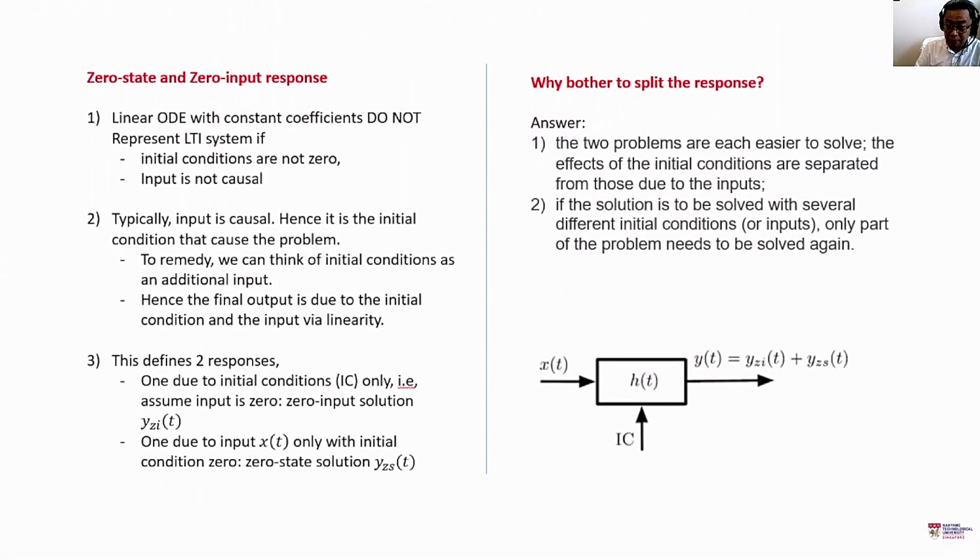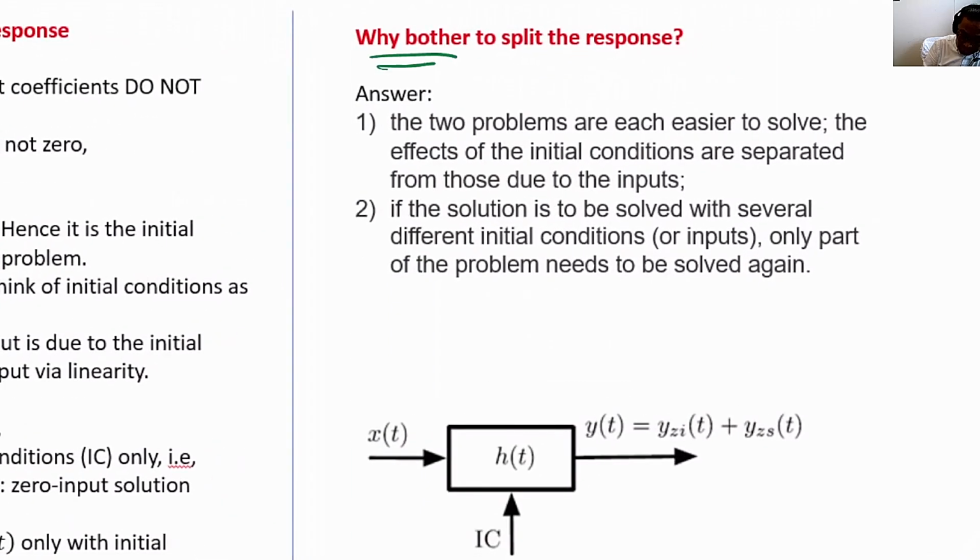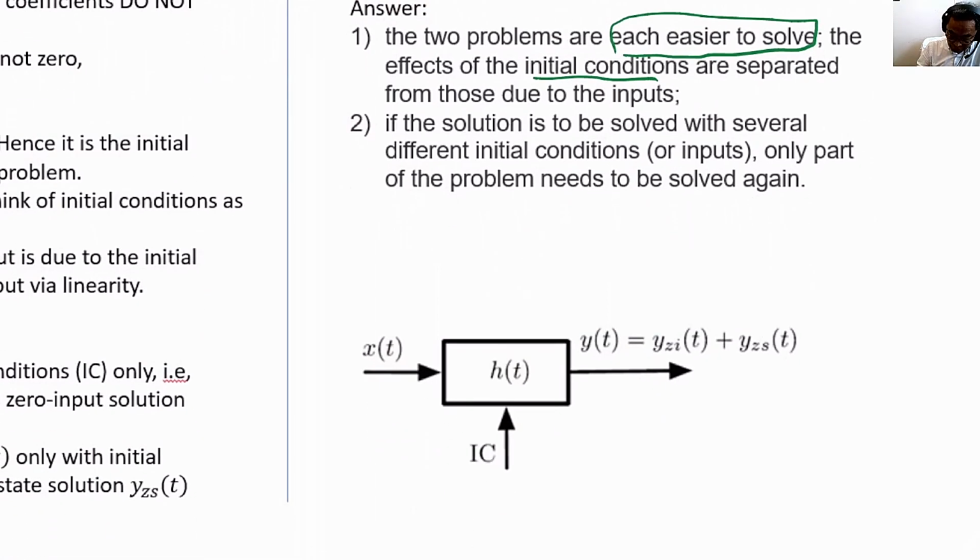Alright, so this part of the slide shows you why we bother to split the response, and the answer is each of these is easier to solve on its own. And if the initial condition changes, or if the input changes, we only need to calculate that particular output once. We do not need to solve the entire problem again. We only need to solve the problem of the thing that has changed.